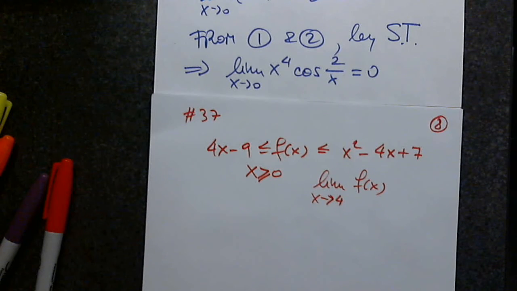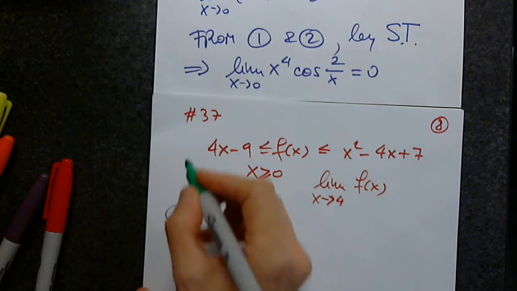So 4x minus 9 is less than or equal to f of x, which is less than or equal to x squared minus 4x plus 7. Okay, so is the first hypothesis of the squeeze theorem fulfilled? Yes. It's already given to us. So this function is clearly squeezed between these two. This is the bottom one, and this is the top one. The name is not important. Good. So this is the first condition. Now the second condition, so this is number 1.